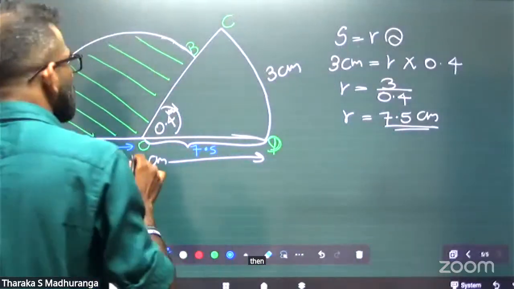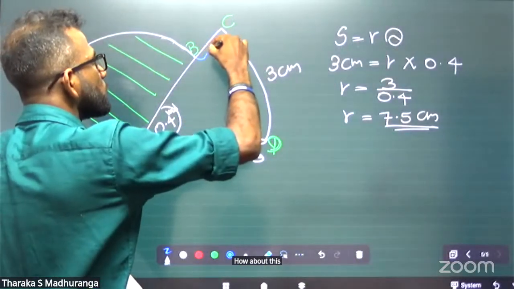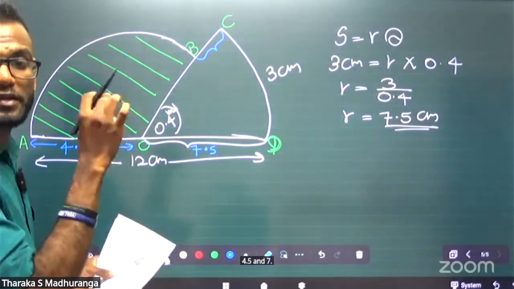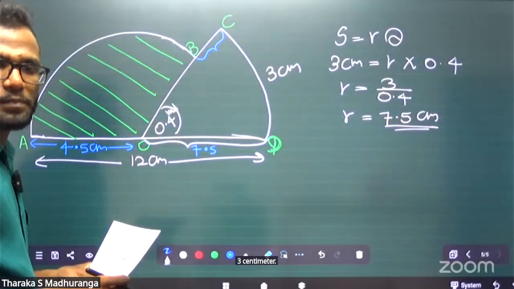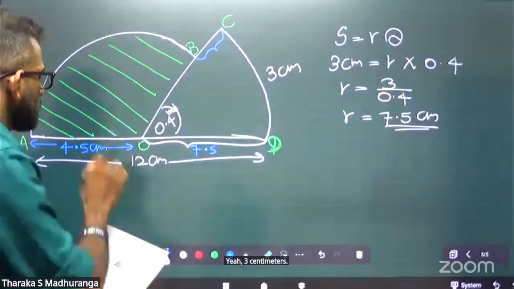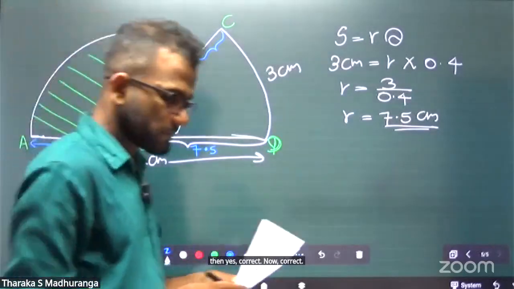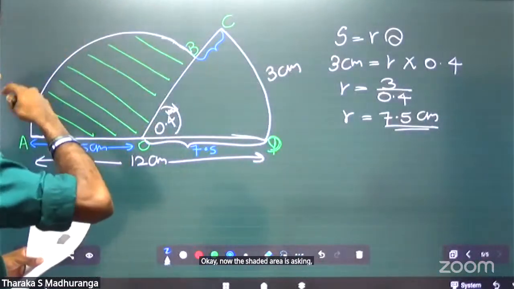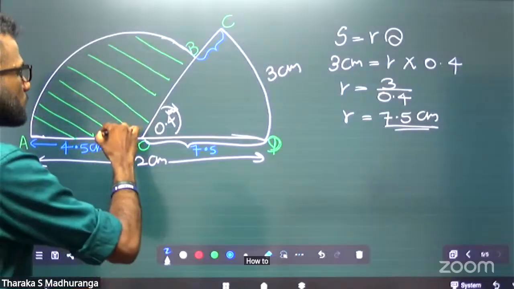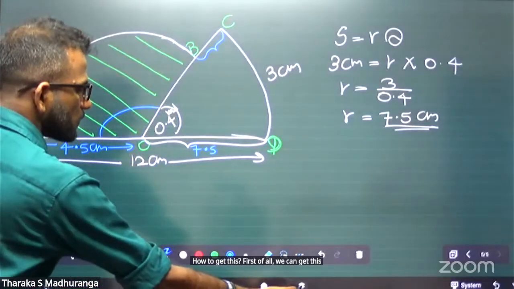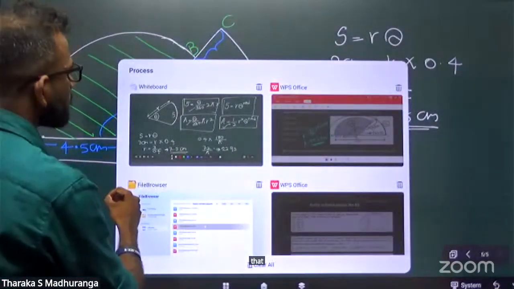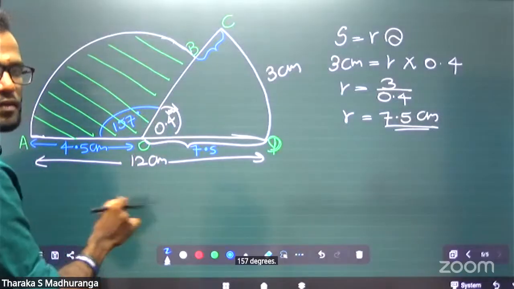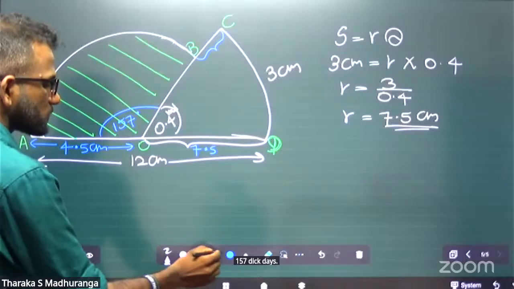Then how about this length? If you want, you can check: 4.5 and 7.5, the gap is 3 centimeter. Then yes, now correct. Okay, now the shaded area is asked. How to get this? First of all, we can get this angle that I found, 157 degrees.